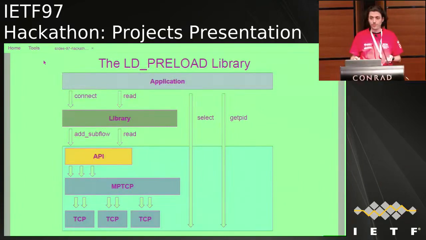So you just load the library with some parameters like, I want to be aggressive, I want to use full mesh, I want to do that. You can set some parameters, and the library will basically intercept the calls, so your connect call, your read call, and other things, and will translate your call into MPTCP API calls. So it allows unmodified applications to still use and benefit from the API, in case you don't want to modify it. If you see here, the add subflow is now done via the library and not directly by the application, so you don't need to modify the application.